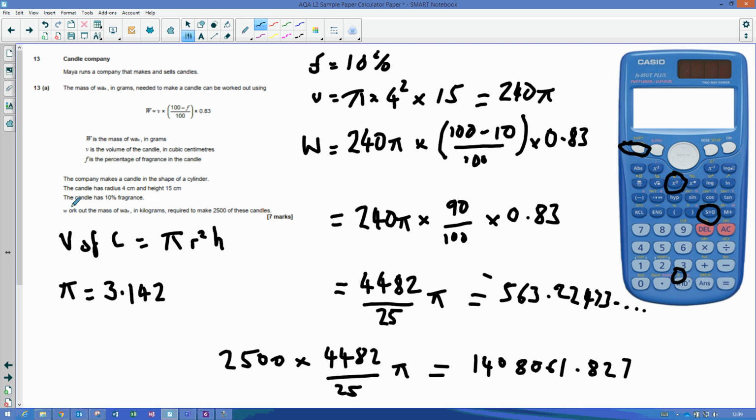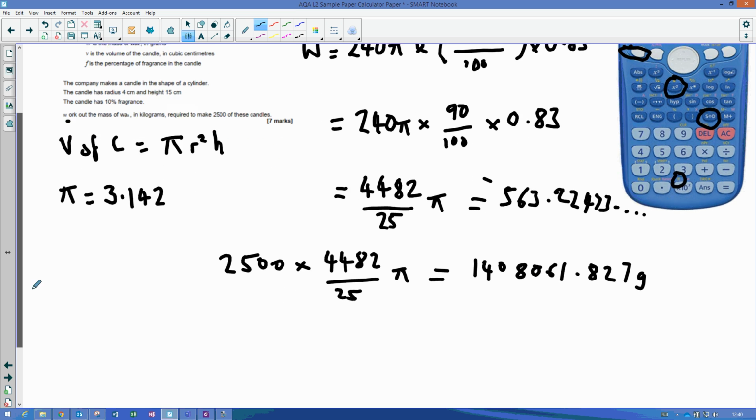Have I answered the question? What was I asked to do? Work out the mass of wax in kilograms required to make these 2,500 candles. So I'm nearly there, but this formula gave me the mass of one candle in grams. So this answer is still in grams. And if I leave it there, I'm going to end up losing a mark that I could have got if I'd done one little tiny step.